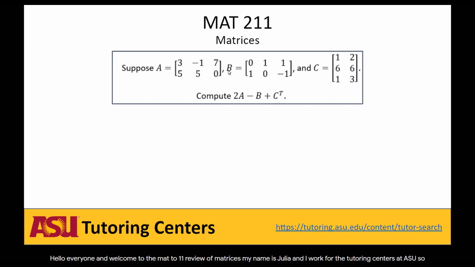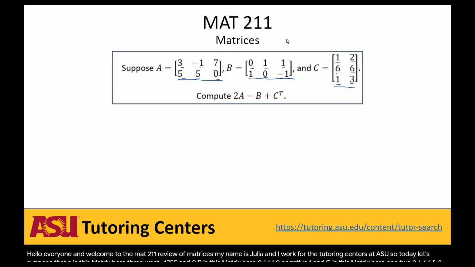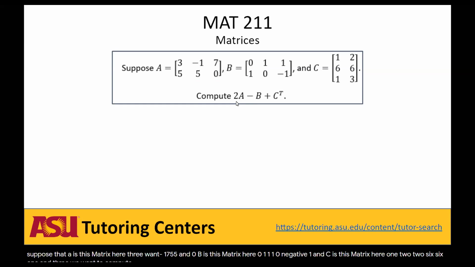Today, let's suppose that A is this matrix here, 3, 1, negative 1, 7, 5, 5, and 0. B is this matrix here, 0, 1, 1, 1, 0, negative 1. And C is this matrix here, 1, 2, 6, 6, 1, and 3. We want to compute 2 times A minus B plus the transpose of C.